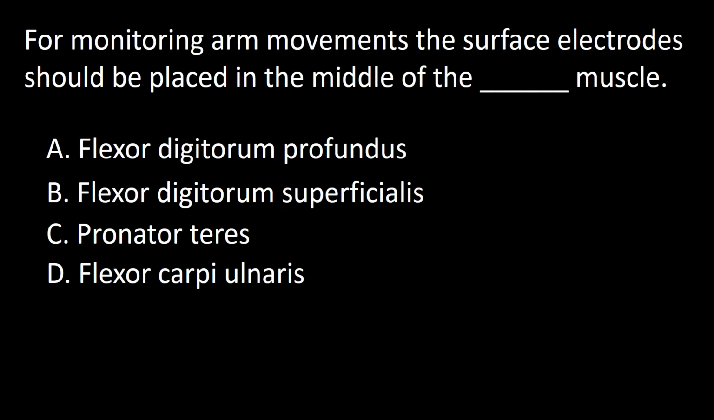For monitoring arm movements, the surface electrodes should be placed in the middle of the dash muscle. A. Flexor digitorum profundus. B. Flexor digitorum superficialis. C. Pronator teres. D. Flexor carpi ulnaris.